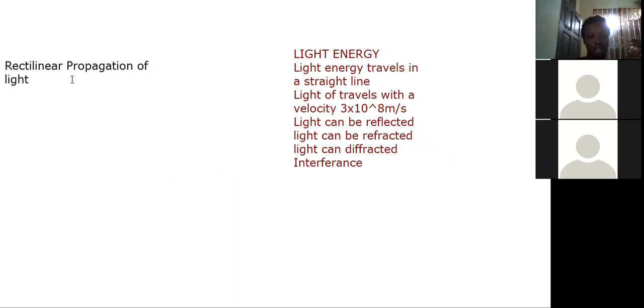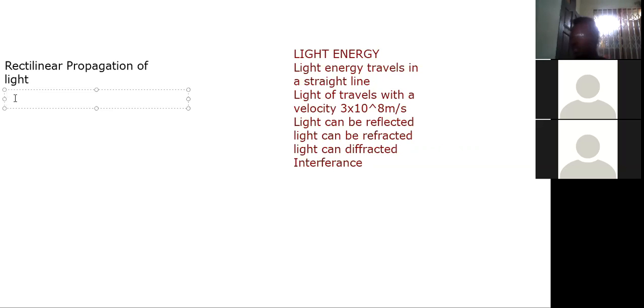So yes. It is a property of light that shows that light travels in a straight line. Great. PSA, talk to me. Sir, please, it shows that light travels in a straight line.